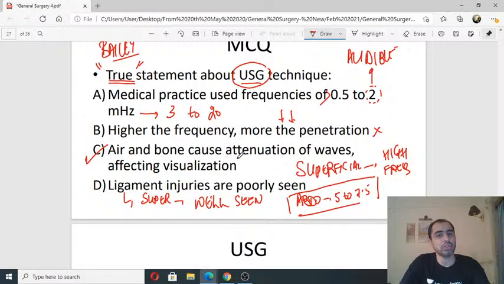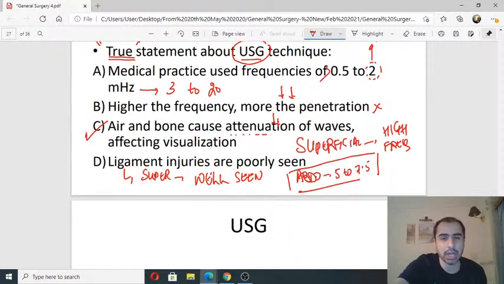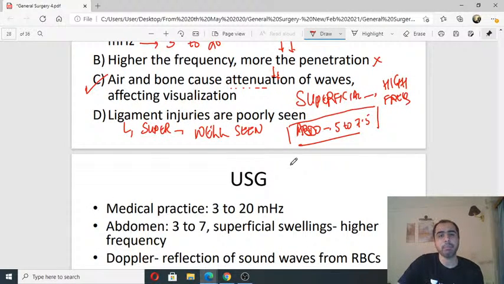Air and bone cause attenuation. Attenuation means they reduce, they cause a hindrance. It affects visualization. This is absolutely correct. Ultrasound waves don't go through the bone. Ultrasound waves don't go through the air. Air and bone cause something called acoustic impedance. Acoustic means sound. Impedance means impede, means block.